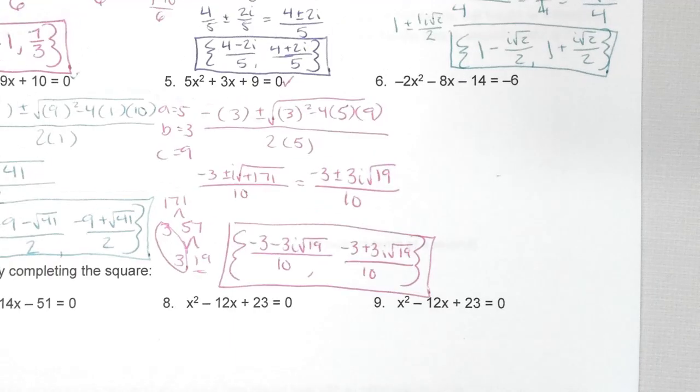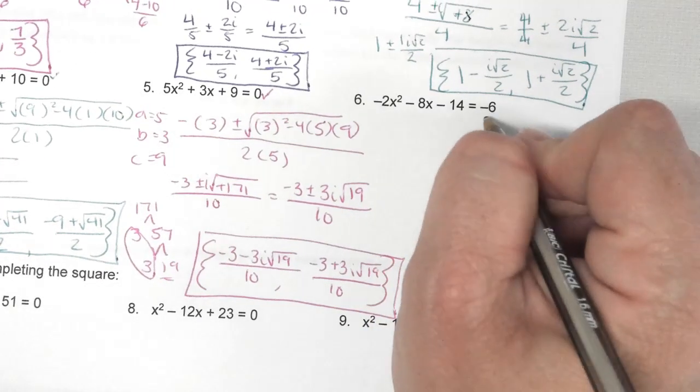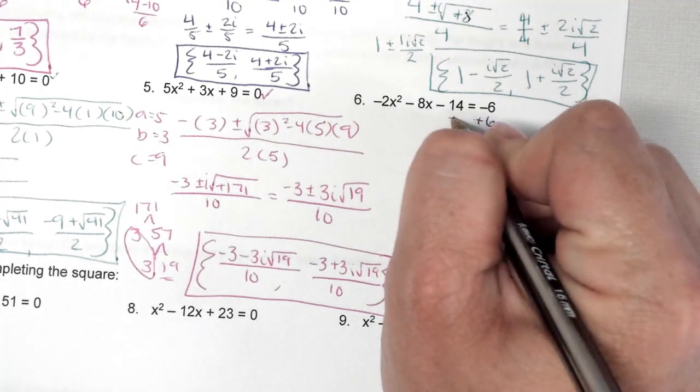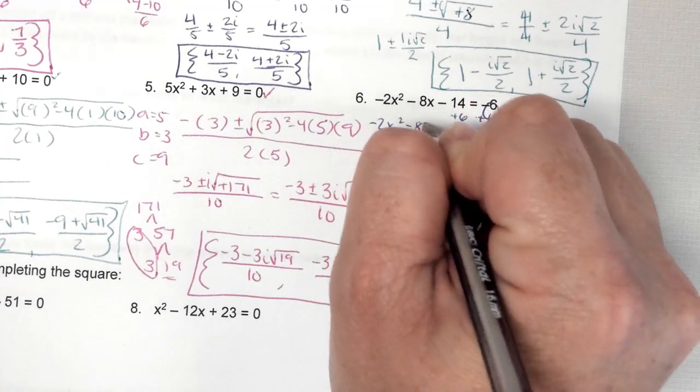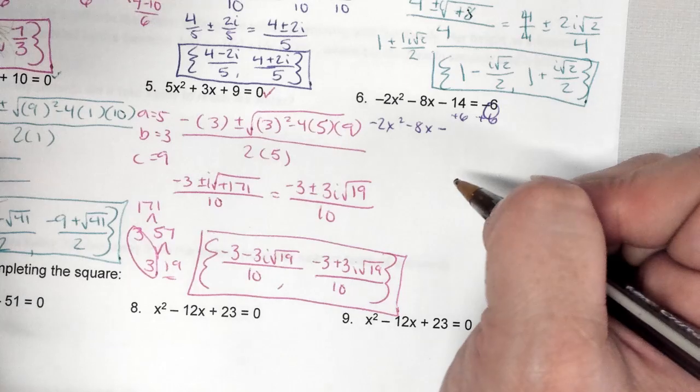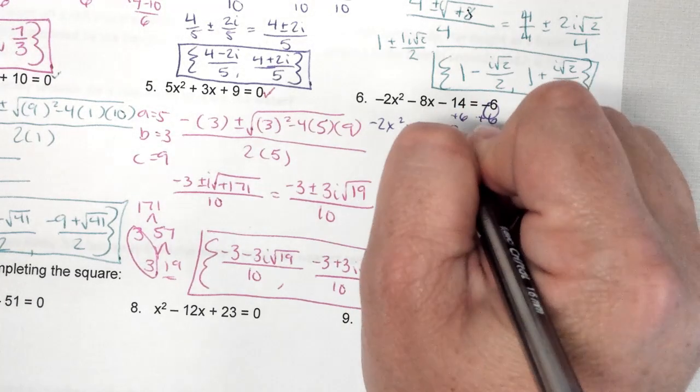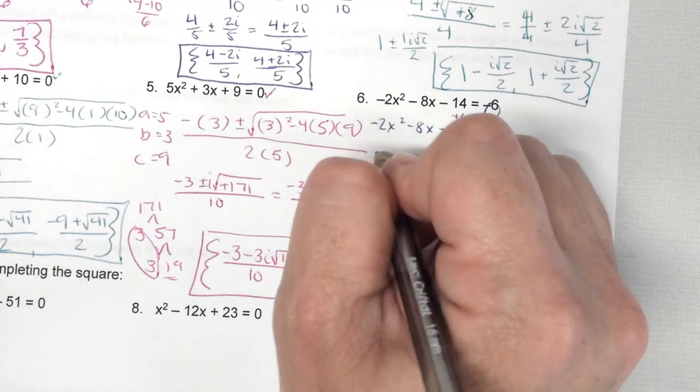Okay, last one. For this method, well, I know that I can't have a minus 6, so I have to add 6 to both sides. And now it equals 0, so I get negative 2x squared minus 8x minus 8. So now I can find my A, B, and C.